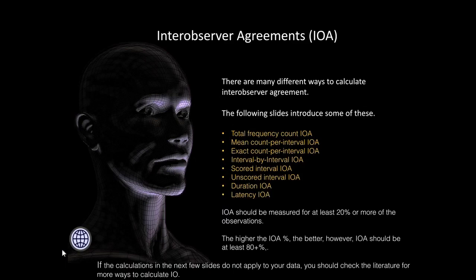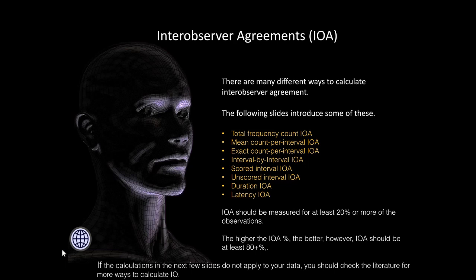Once you have done these observations, you have to collect the inter-observer agreement. Obviously, for this you need at least two observers observing the same sequence of behaviors with an agreed definition. There are many different ways to calculate inter-observer agreement. The following slide introduces some of these. Total frequency count, mean count per interval, exact count per interval, interval by interval, scored interval, unscored interval, duration and latency inter-observer agreements.